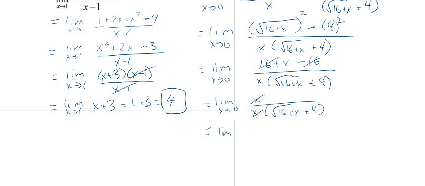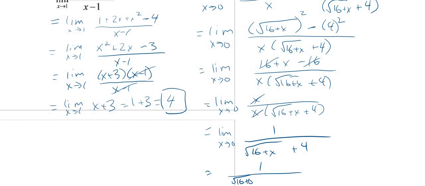That's going to be the limit as x approaches 0 of 1 over root(16 plus x) plus 4. And now we have this form here, and now the bottom is not going to be 0 anymore, so we can just plug in 0 for x, and that's going to be root(16 plus 0) plus 4, which is equal to root 16 is 4, plus 4, which is 1 over 8.